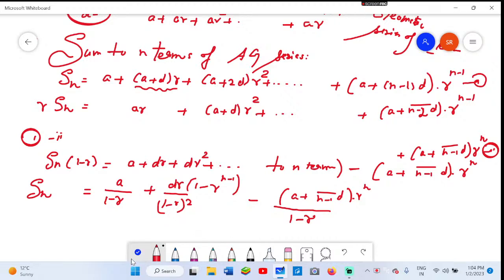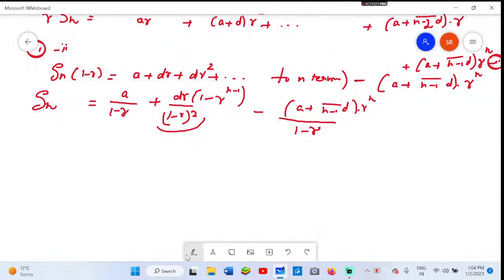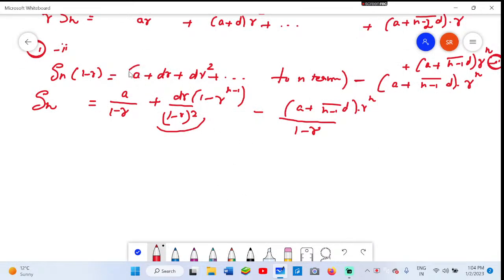This step needs to be clarified. The second step, let me discuss it separately, how it came. You see, actually, see this part. This becomes a GP with first term a and common ratio equal to... or we can start from here also, no problem. From here we can start. It is dr square. First term as dr and common ratio equal to r.